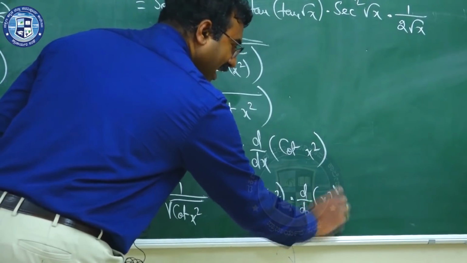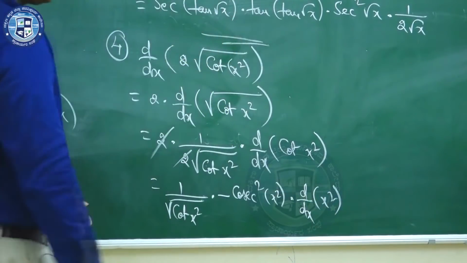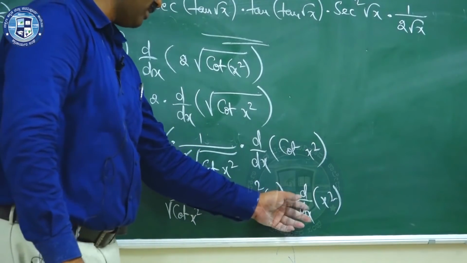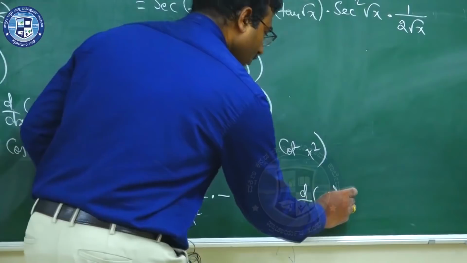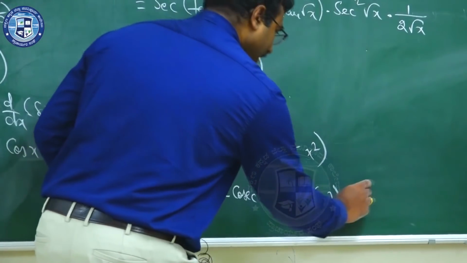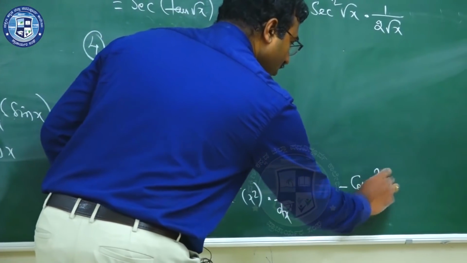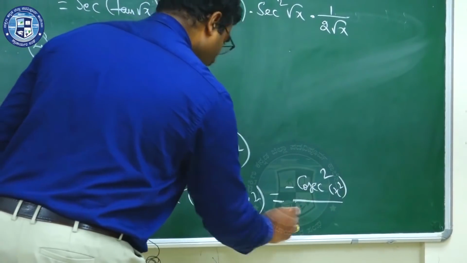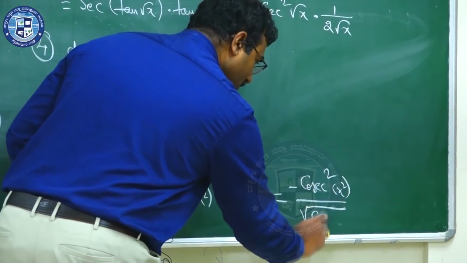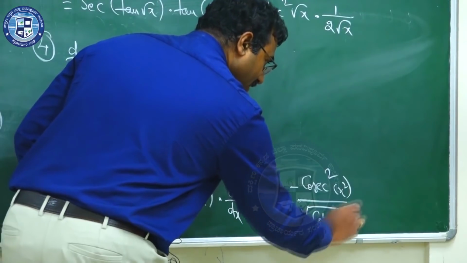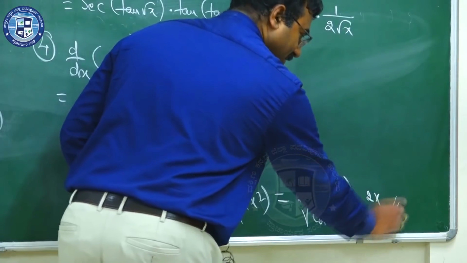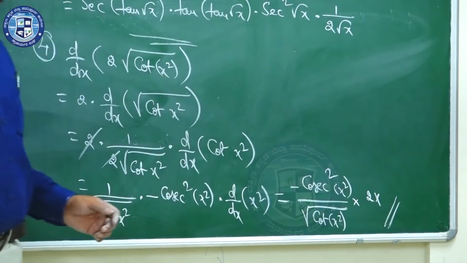of x square. What is this d by dx of x square? D by dx of x square is 2x. So, minus cosecant square of x square divided by square root of cot x square into d by dx of x square is 2x. Okay, this is the answer for this.